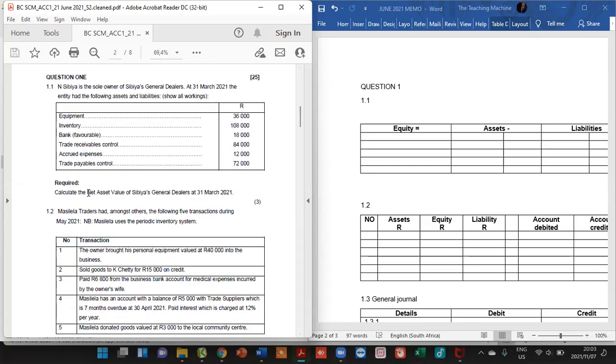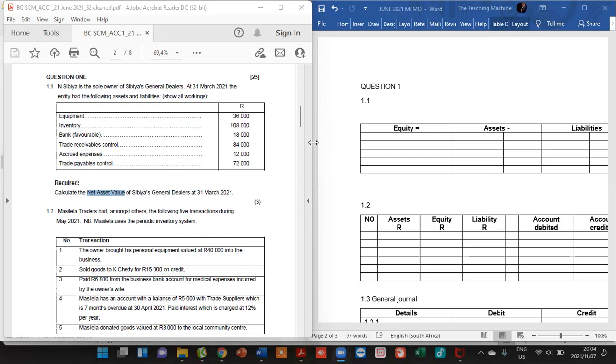The first question asks you to work out the net asset value of Sibia's General Dealers at 31st March 2021. Okay, you've been given a list of accounts: equipment, inventory, the bank favorable, the trade receivable, accrued expense, and trade payables control. So the question is, what is the net asset value? This is another term used to define equity.